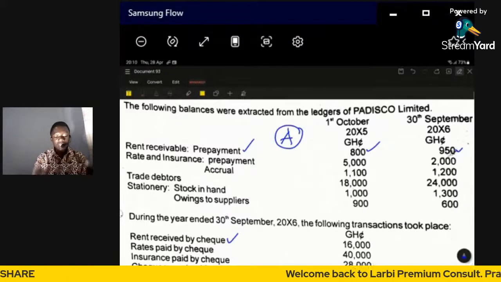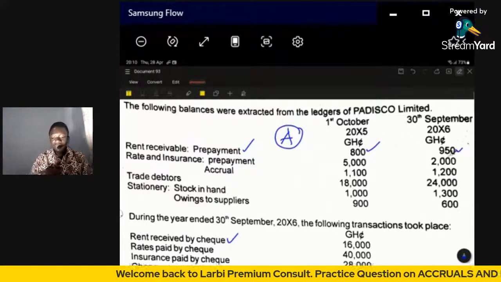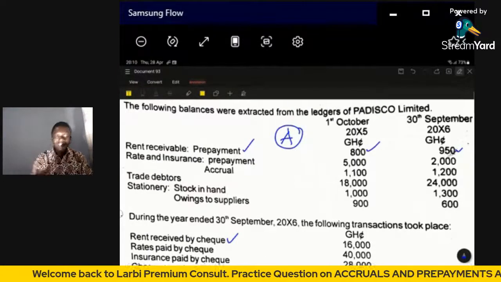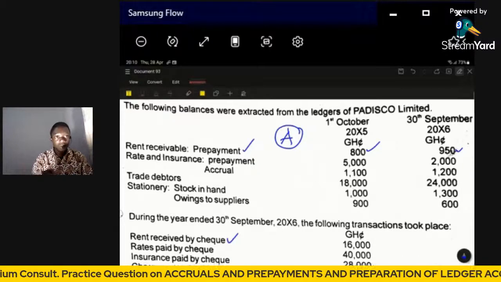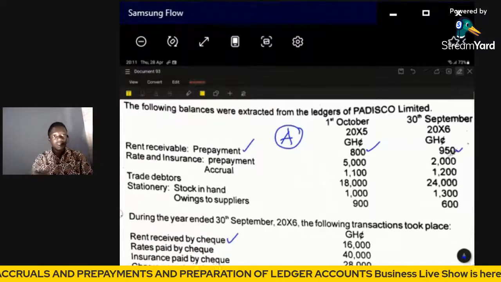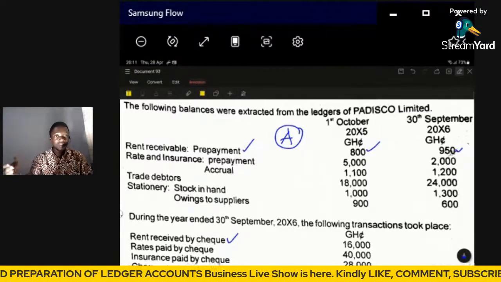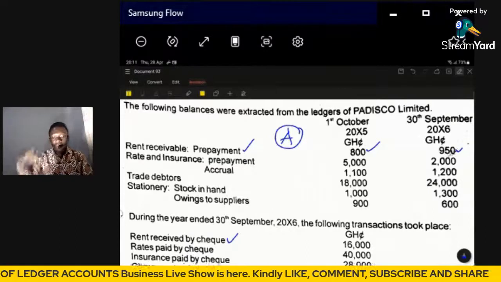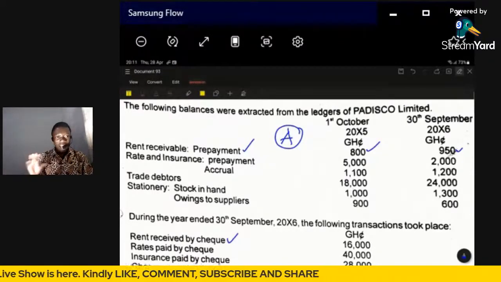So once it is a prepayment, since it's something that the business, Padisco, has paid for but for which they haven't enjoyed the benefit, it becomes an asset to Padisco. But to the insurance company that we have paid, it becomes a liability. We are not interested in the entries or the accounting treatment for the insurance company. We are interested in what happens in Padisco Limited. That is our focus. I hope that is clear.